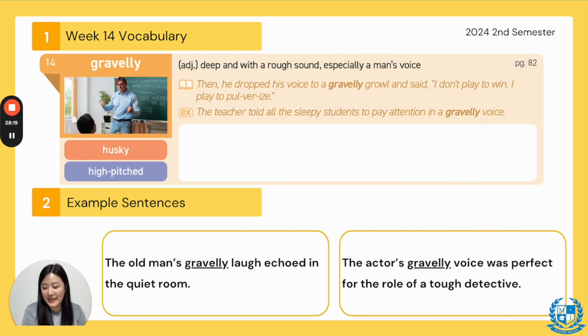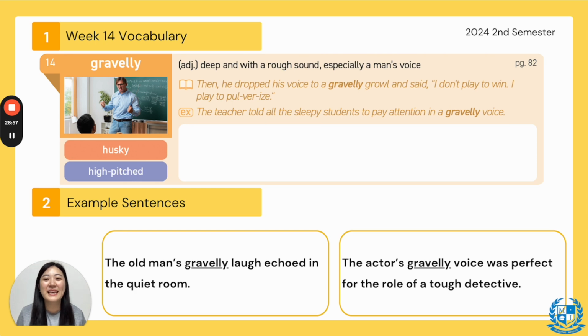Number 14, everyone say gravelly. The synonym is husky and the antonym is high-pitched. It's an adjective and it means deep with a rough sound, especially a man's voice. Meaning a very deep voice and rough sound, not like mine. In our book it says, then he dropped his voice to a gravelly growl and said, I don't play to win, I play to pulverize. Pulverize means to beat up.